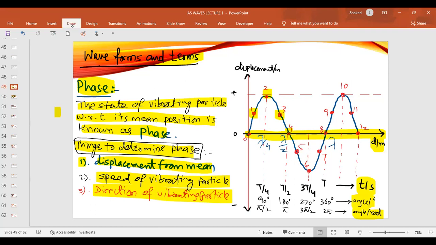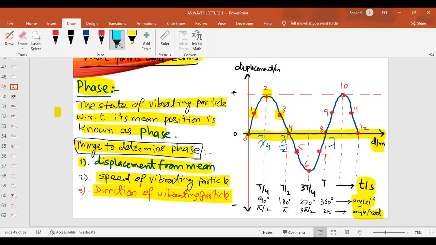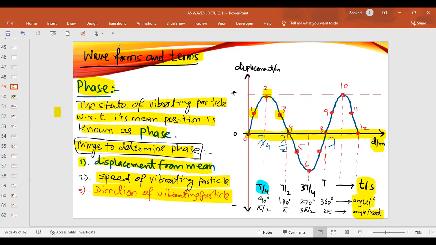If the x-axis is labeled as time, then a quarter of the wave is T/4, half is T/2, 3T/4, and one wave has a time period of T. If it is angle, a quarter of the wave is 90 degrees or pi/2. For half, it is 180 degrees or pi. For three-quarters, it is 270 or 3pi/2. And one full wave is 360 degrees or 2 pi radians.